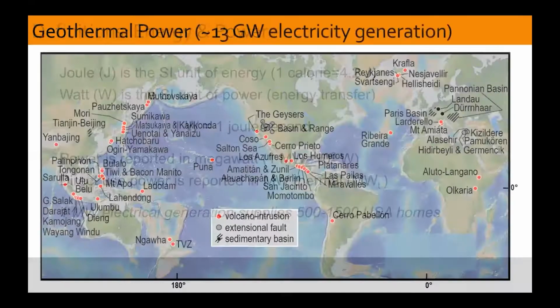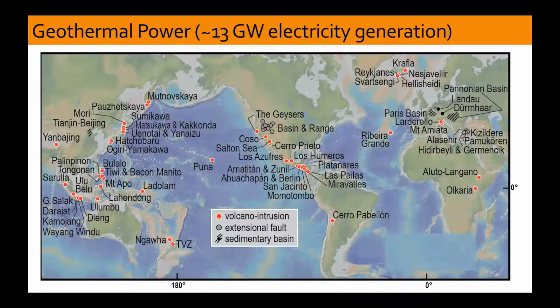Returning to the global distribution of geothermal power production, I want to point out two things. The installed capacity for electricity generation is about 13 gigawatts total, which is small compared to wind at 500 gigawatts and solar at 400 gigawatts.